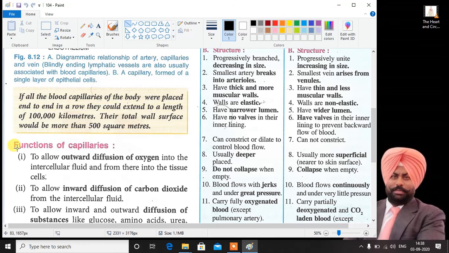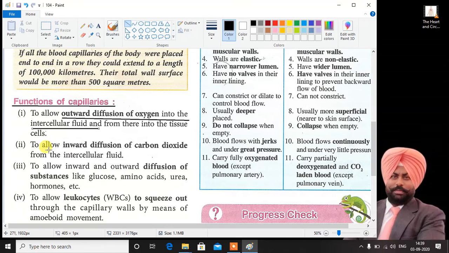Moving on further, now let's see the functions of capillaries. Capillaries are the only vessels which are concerned with the outward diffusion of oxygen, and they transfer the oxygen into the intercellular fluids, meaning the fluid present in the cellular spaces. Capillaries are also the only vessels which allow the inward diffusion of carbon dioxide from the intercellular spaces of the tissues, so carbon dioxide moves from tissue fluid into the capillaries, meaning blood.